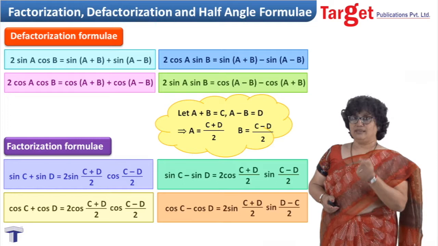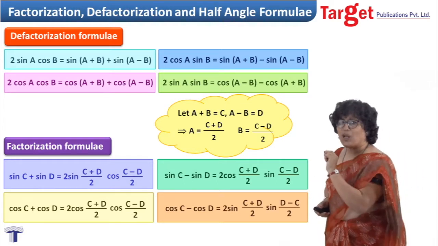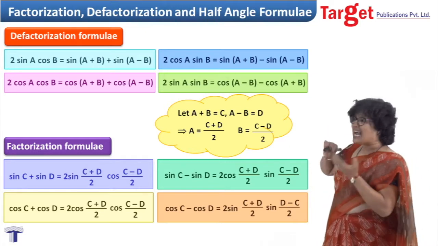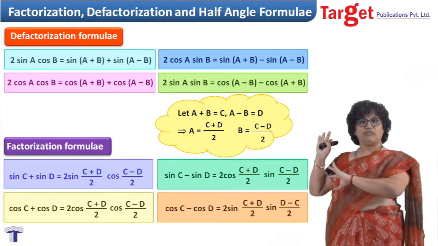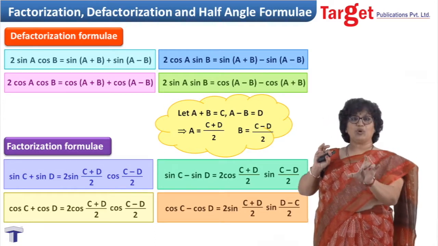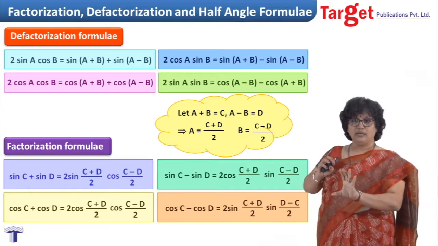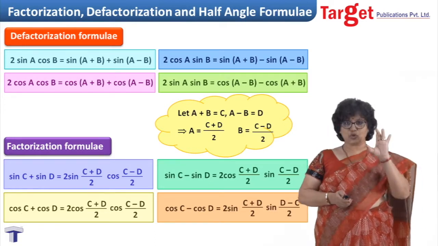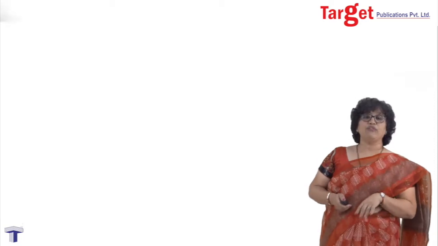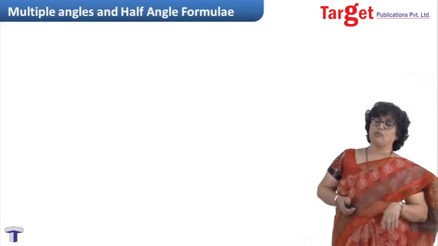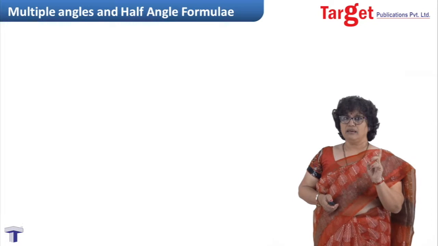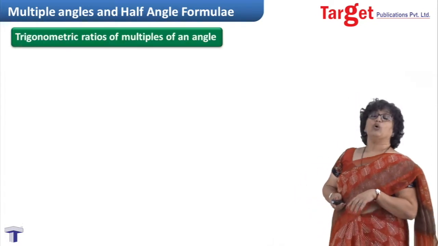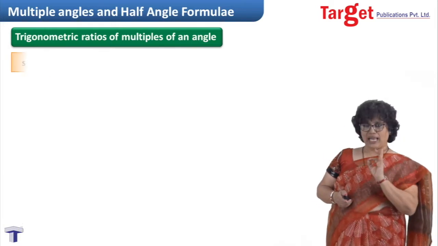Before I proceed, I would take your attention to one small thing. Remember one thing, that I can never have sine A plus B plus cos A minus B kind of. Either both sine terms come together or both cos terms come together. And then revisit these formulae and understand what I am saying. Now I proceed further and then we will be going for multiple angles or half angle formula. What I mean by multiple angle? It could be 2A, 3A, that kind of angle I would be calling as multiple angle. So first is multiple angle.